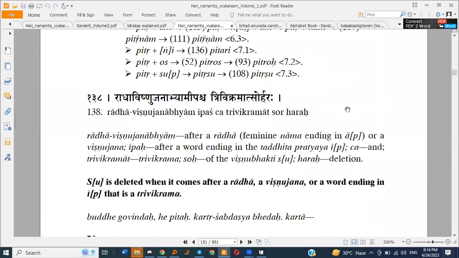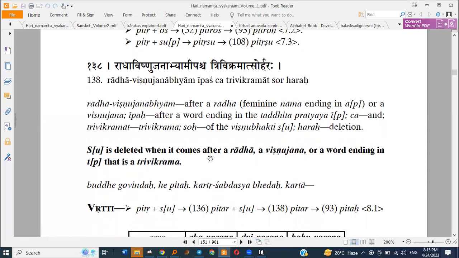The last sutra for today. Sutra 138. Radha Vishnu Janabhyam Ipashta Trivikramat Sor Haraha. Su is deleted when it comes after a Radha, a Vishnu Jana, or a word ending in E, that is Trivikrama. So the Su gets deleted. When it says Su, it can be either 1.1 Su or 8.1 Su.